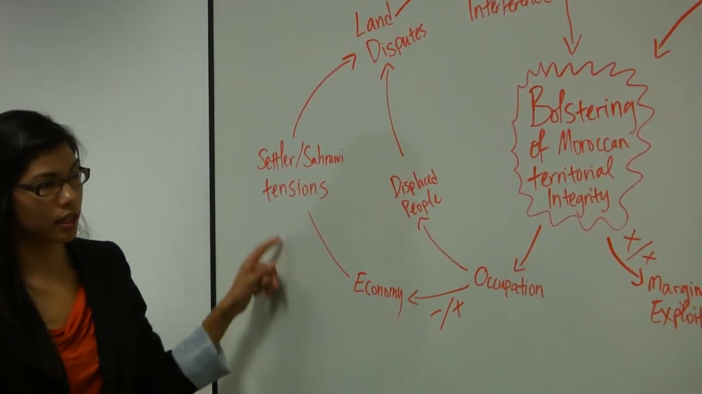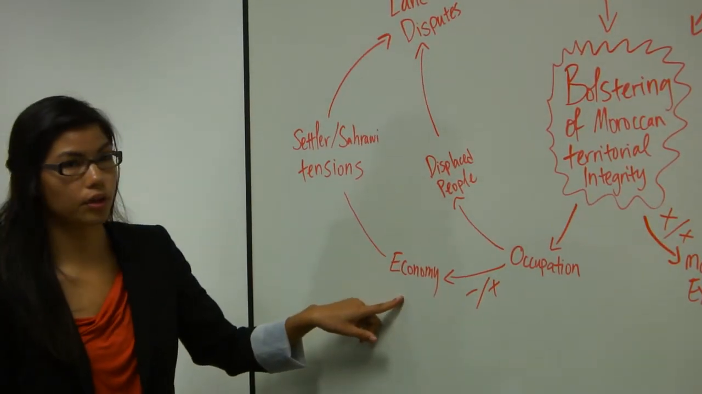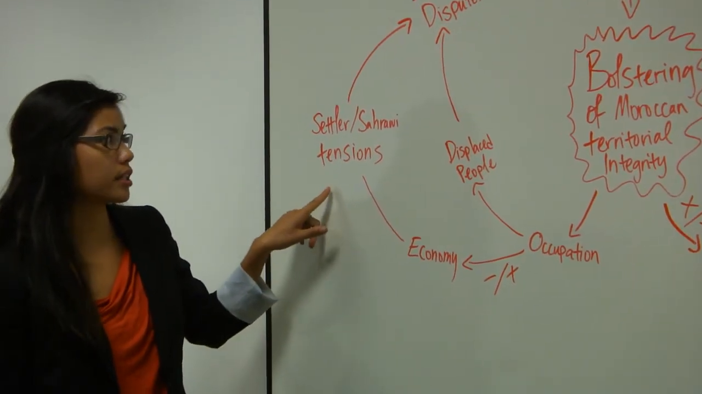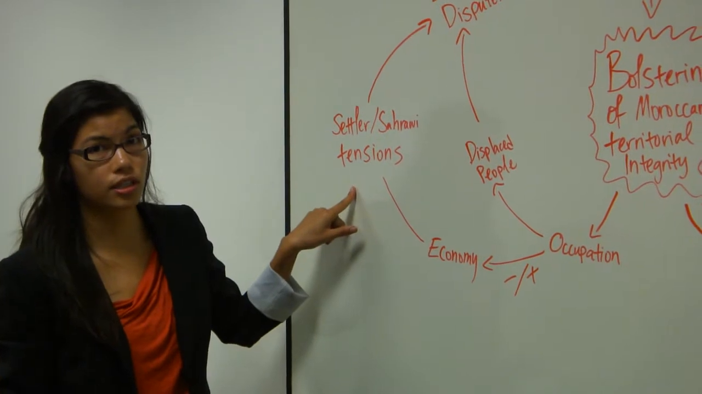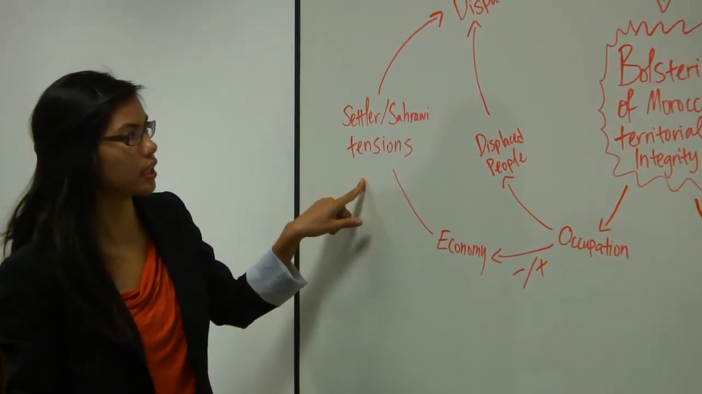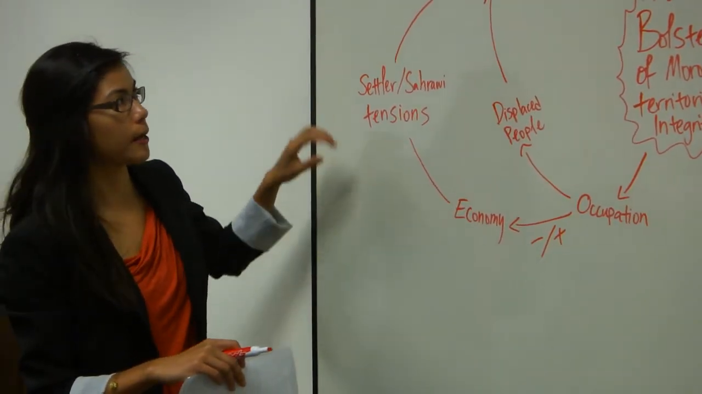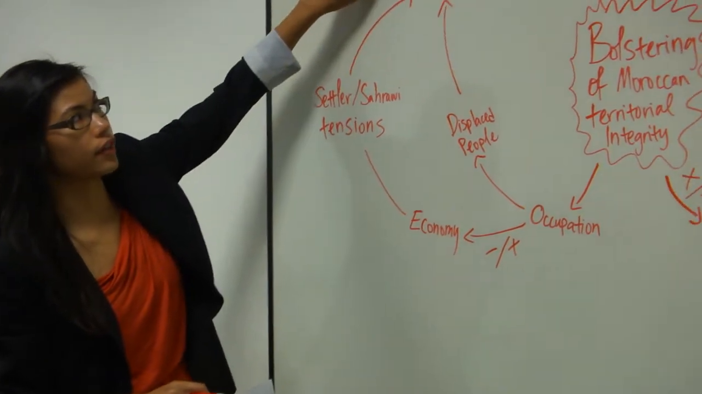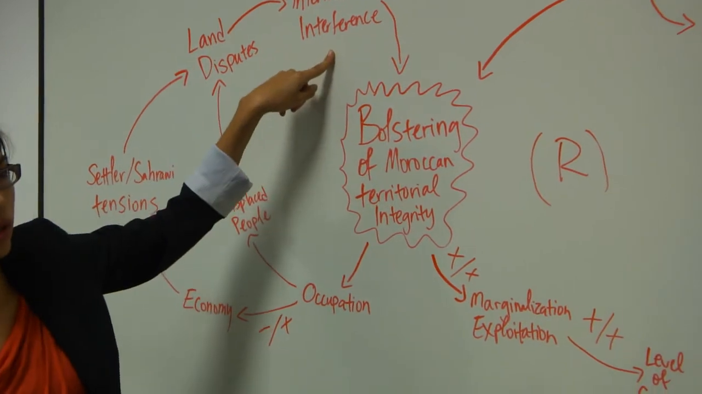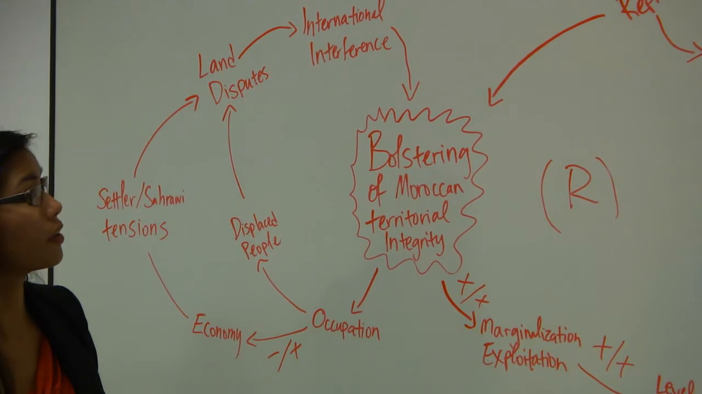And in these occupied territories, not to mention the refugee camps, having a poor economy or poor job prospects leads to some serious settler-Sahrawi tensions, even more so than just the identity, but very closely linked. And then, of course, the tensions between the two communities cause them both to claim their stake in the land, which, again, we already noticed was an international affair, and it leads back to the Moroccan territorial integrity.